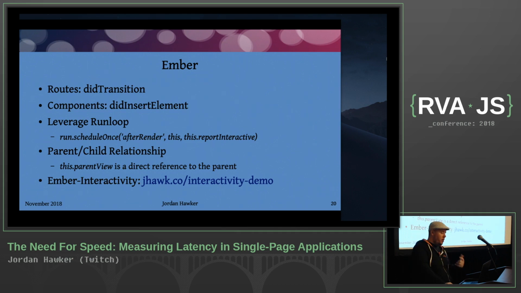So what you want to do is leverage Ember's run loop, and you can actually schedule a callback in the run loop for the afterRender event. And when the afterRender event fires, that's when you know that the run loop has completed one pass of rendering. So you know the top level pieces of the template have been rendered, but not necessarily the children, since the children will take care of their own tracking. And then the parent-child relationship is pretty easy to establish because you have access to this.parentView as a direct reference to the parent.